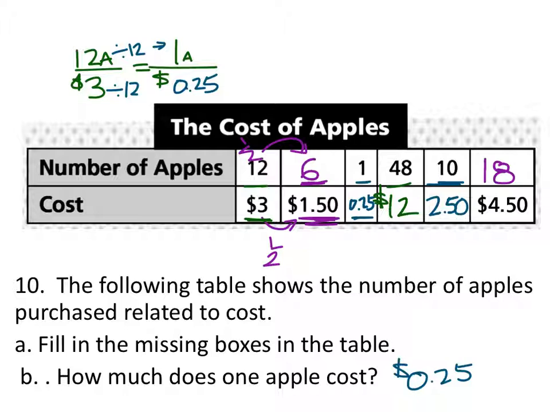So we filled in the table and found the cost for 1 apple. Now for this one, we should notice that these values are proportional, right? 48 divided by 12 is the same as 1 divided by 25 cents, or 6 divided by 1.5, and so forth.